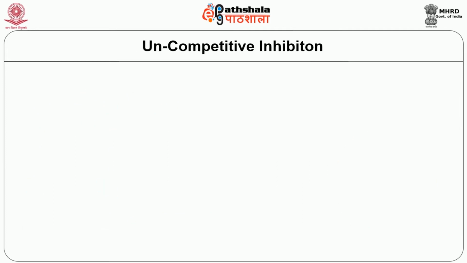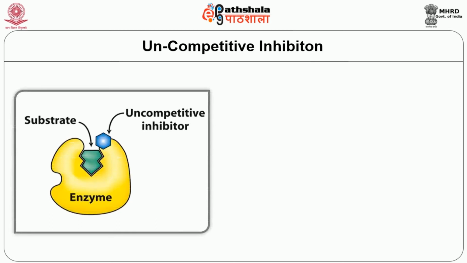In uncompetitive inhibition, the inhibitor binds directly to the enzyme-substrate complex. It allows the substrate to bind to the enzyme, but then it binds to the enzyme-substrate complex. It cannot bind directly to the free enzyme, and this kind of inhibition cannot be overcome even by increasing the substrate concentration, because as and when we keep increasing the substrate concentration, the complex is going to be formed and the uncompetitive inhibitor is going to bind to the complex, reducing both the Km value and the Vmax.